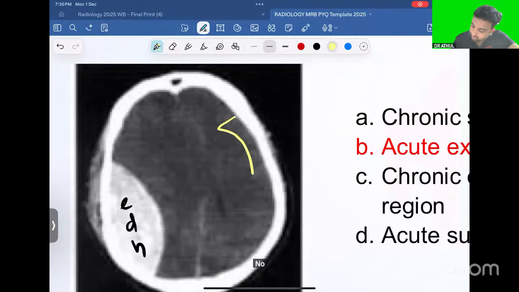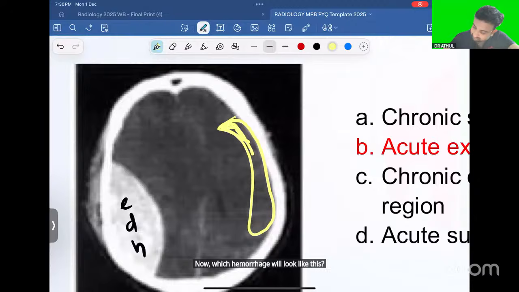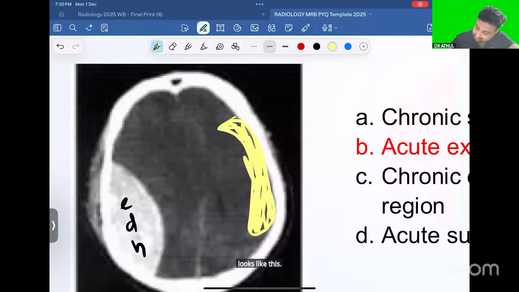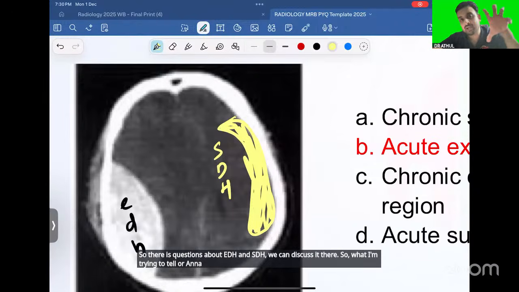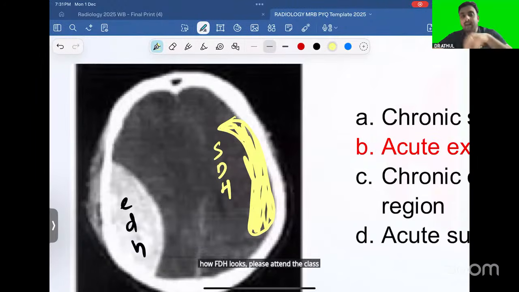Now, which hemorrhage will look like this? Yeah, very good, this is SDH. Don't worry, I will discuss 50 important points, so there are questions about EDH and SDH. We can discuss it there. If you don't know how EDH looks and how SDH looks, please attend the class till the last slide.